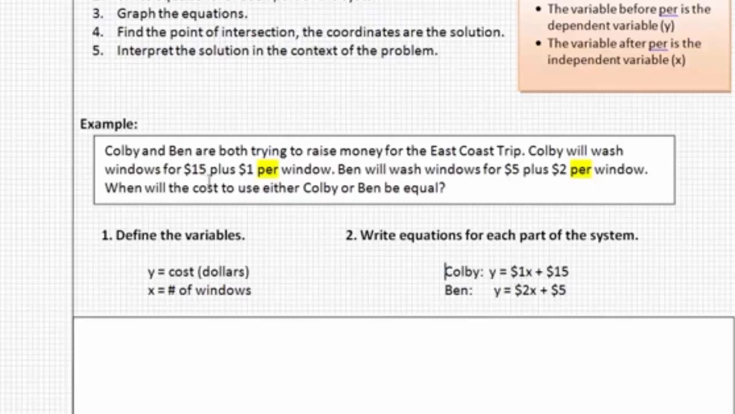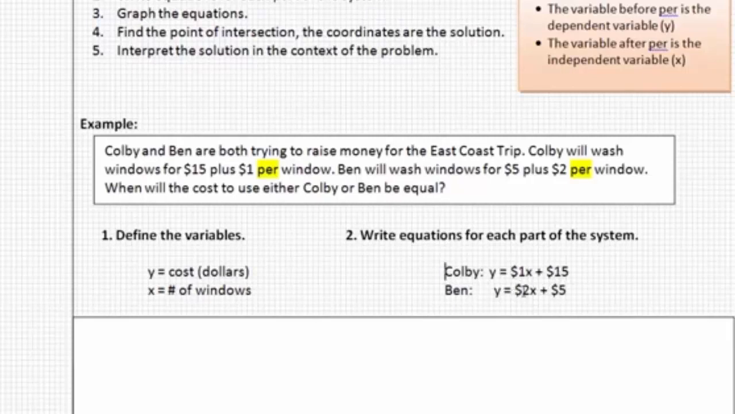And he charges $15 just to hire him because he's got to make the cleaning solution and all that. So for him, he's charging $15 and then $1 per window. So our equation would be y equals 1x plus 15. I've included the dollar signs, but they're really not necessary.